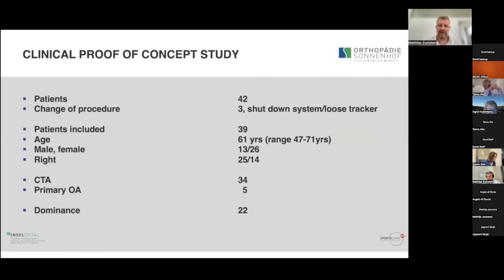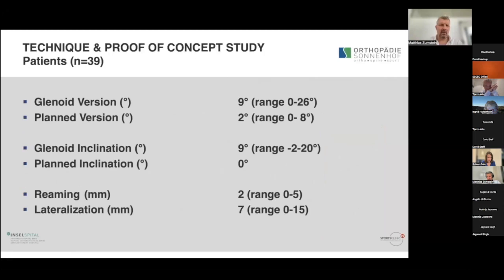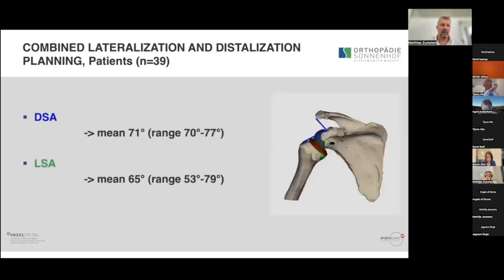Now we want to transfer this to the clinical data, and we operated on 42 patients. 39 were analyzable because we had a problem with the system at the beginning in 3 cases. Cuff arthropathy was the main cohort. The preoperative version we corrected from 9 to 2, and the glenoid inclination always to 0. We had a reaming depth of 7 millimeters and a mean lateralization of 7 millimeters to be anatomic.